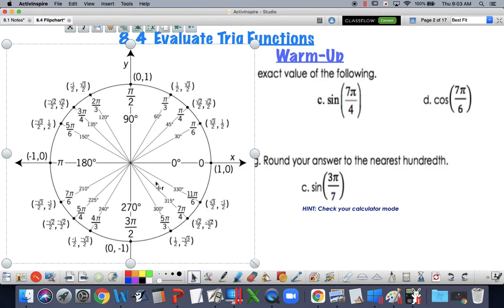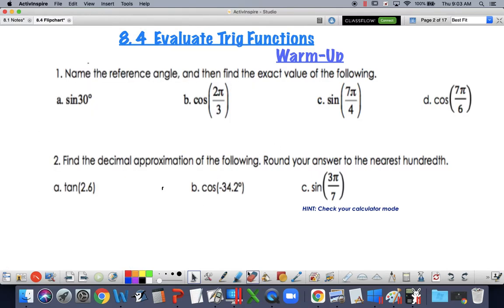Let me go ahead and delete that out of there. Now, why don't we talk about what we do if something's not on our unit circle? What do I do if I need to use my calculator? So this question is asking for the decimal approximation. Up here, they asked for the exact value. That's why we had radicals in our answer. Down here, we're going to find the decimal approximation, and we're going to round to the nearest hundredth. So we're going to need our calculators.